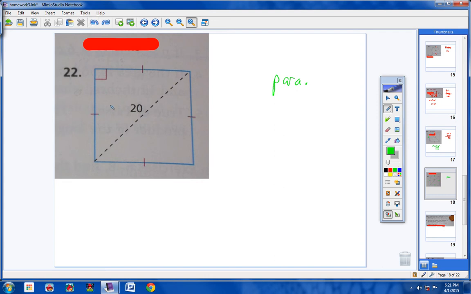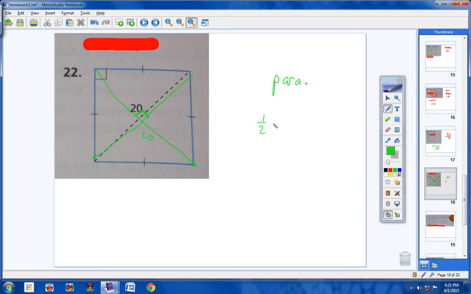So I know this is 90, and in parallelograms, opposite angles are congruent. Okay, this is going to be 90 also. Well, in a parallelogram, consecutive angles are supplementary. This is 90, and this is 90. I've got a square. I've got 4 right angles and 4 congruent sides. So remember, anytime you have a square, that means your 2 diagonals are congruent. So if this diagonal is 20, then this diagonal is also going to be 20. And also in a square, your diagonals are perpendicular.